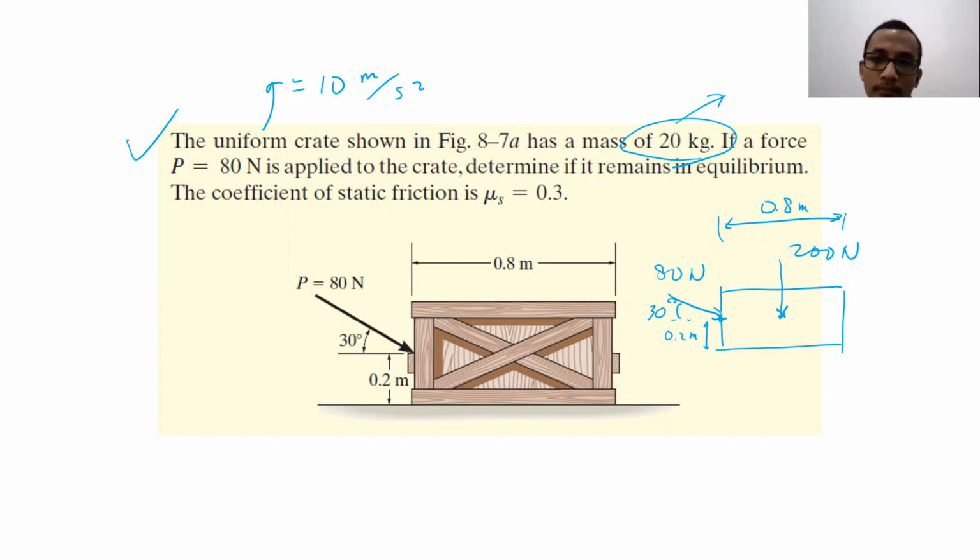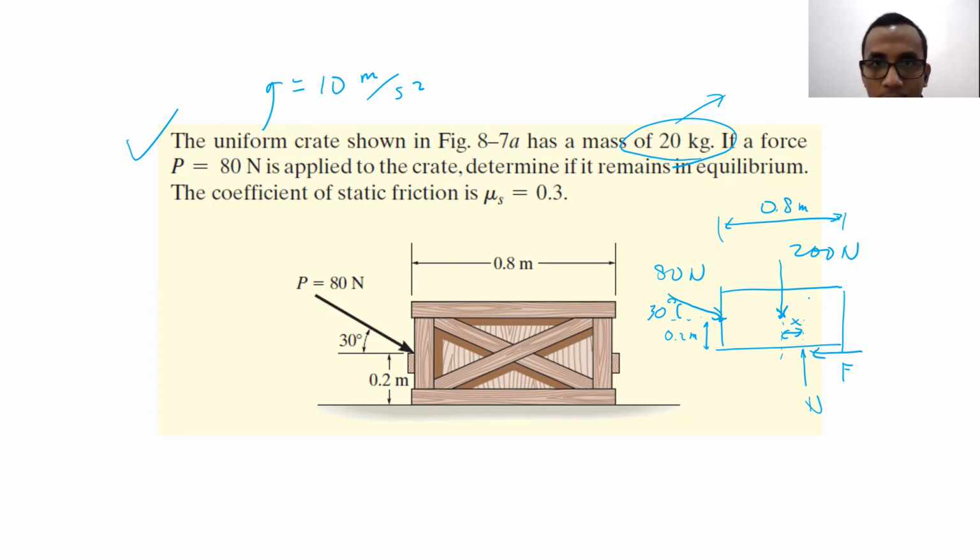Because we push it to the right, most likely we can assume that a normal force and a friction force will be happening here. This one is the normal force, and this one will be the friction force, F, like that. The distance here will be X.